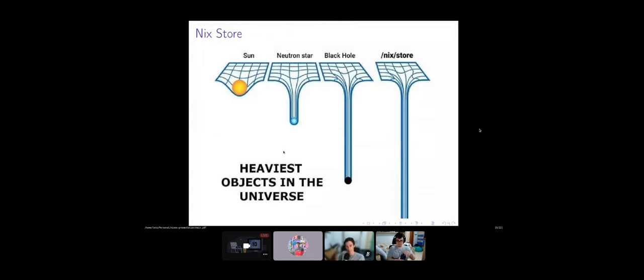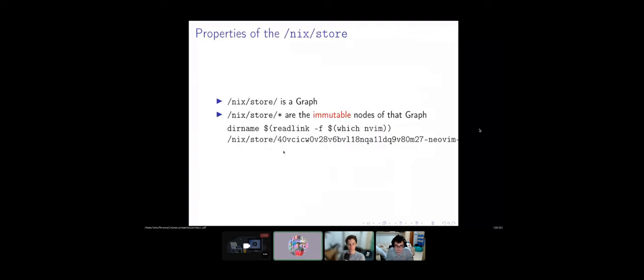And the first abstraction that Nix gives you is the Nix store. How do we solve this whole file system hierarchy problem? Well, the Nix store is basically a graph. So whenever you install NixOS, you get a partition built in your system. That partition is called /nix/store. And everything inside that partition, /nix/store, they are nodes of a graph.